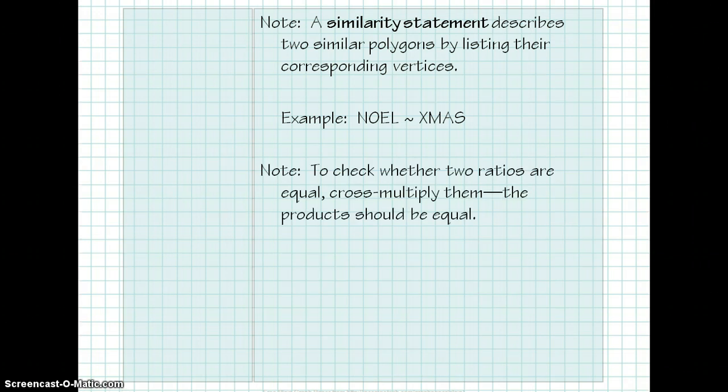Now if you're trying to check whether two ratios are equal, you can cross multiply them and the products should be equal. For example, is 3/6 equal to 4/8? Well, one way you can do this is to reduce both fractions, and you should get 1/2. Another way is to cross multiply, and you get 24 equal to 24, which is correct.